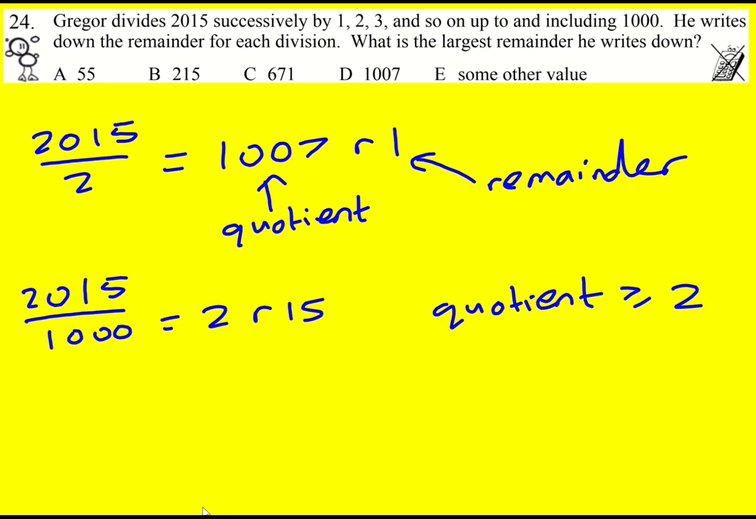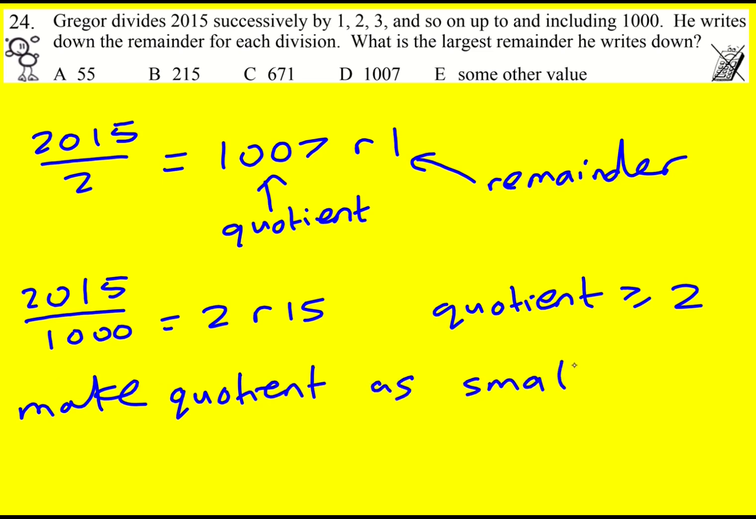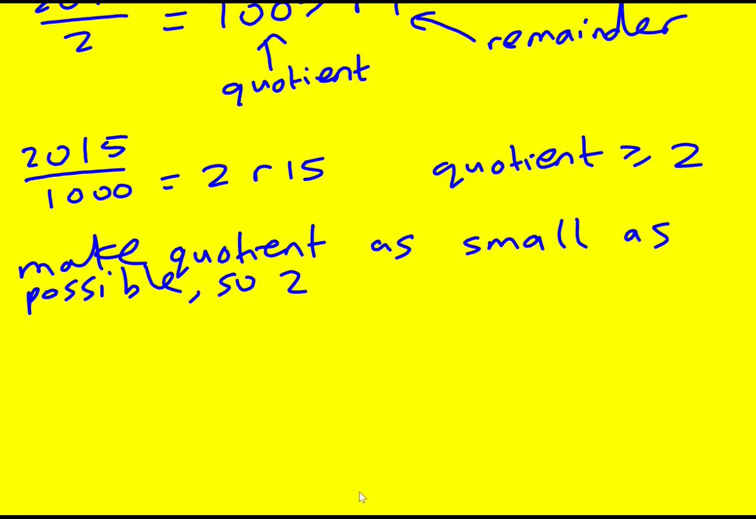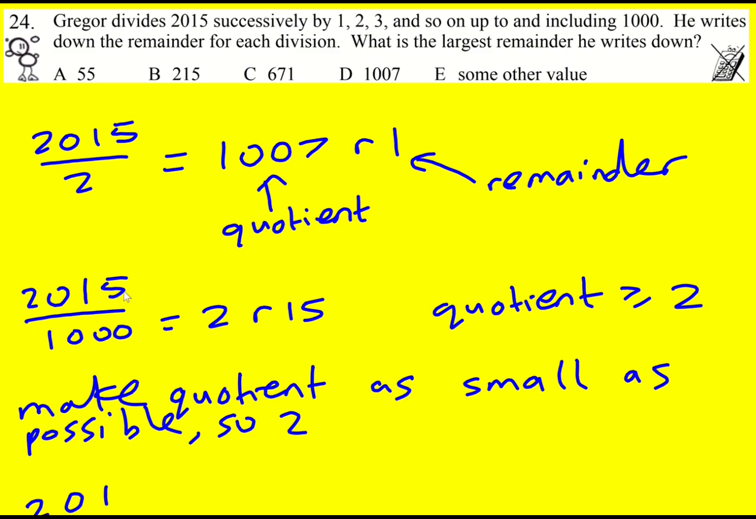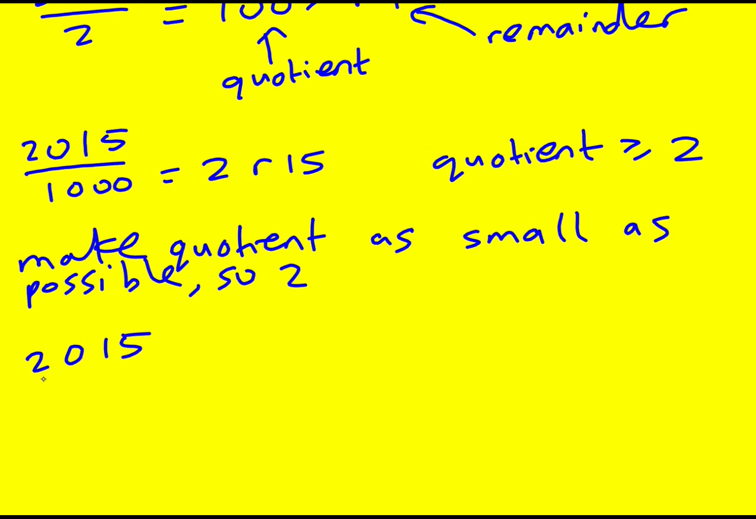So I kind of want to write this down. Make the quotient as small as possible, because then you can have a larger remainder. And let the divisor that we're going to divide by, we're kind of interested in this, let's let that equal d. So when I divide by d, I'm going to get the smallest possible quotient, and then I want the largest possible remainder.